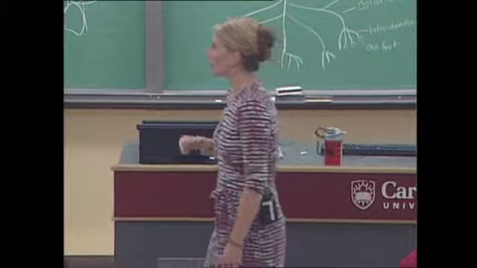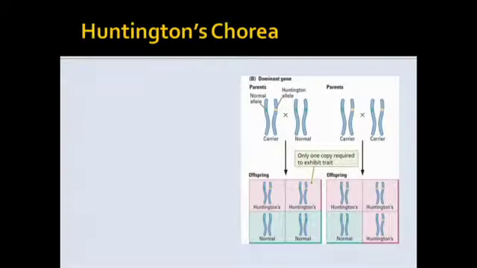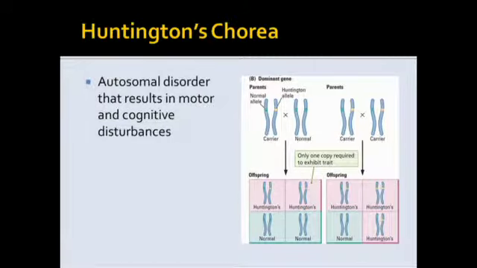Here's what happens if you have a dominant gene, right? So an example of that is, as I mentioned, Huntington's chorea, which is not altogether dissimilar from Parkinson's disease in that it is a neurodegenerative disorder that results in problems with motor function. It's an autosomal disorder, meaning it's not sex-linked, it's not carried on the X or the Y chromosome. It results in these motor and cognitive disturbances.